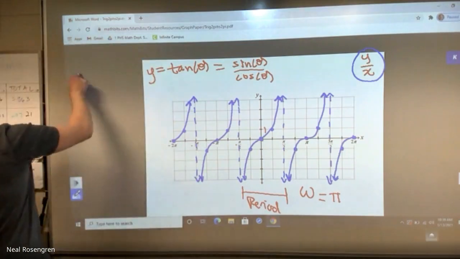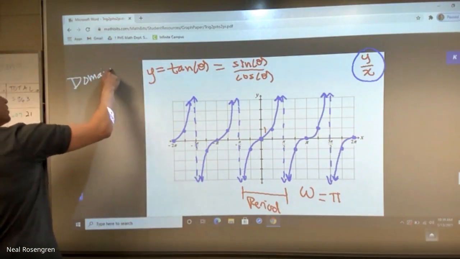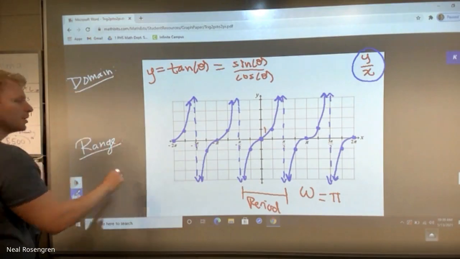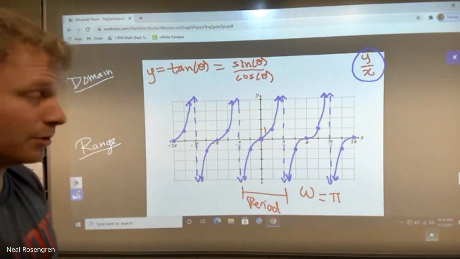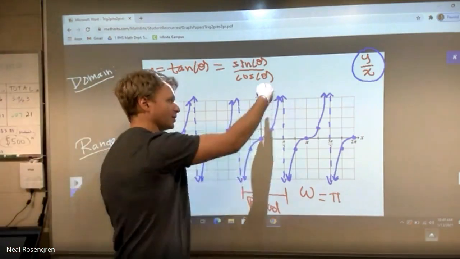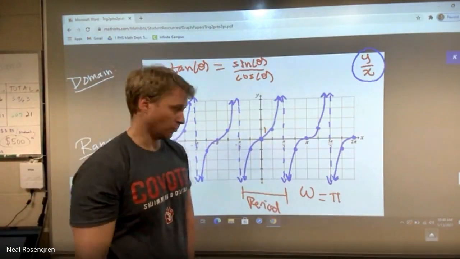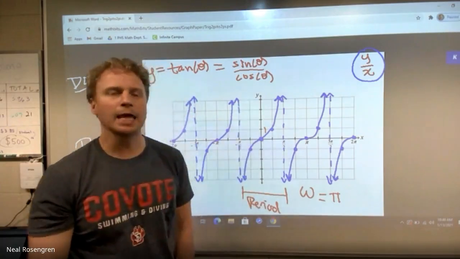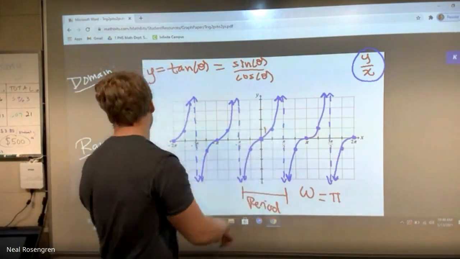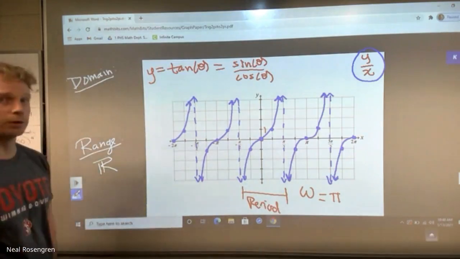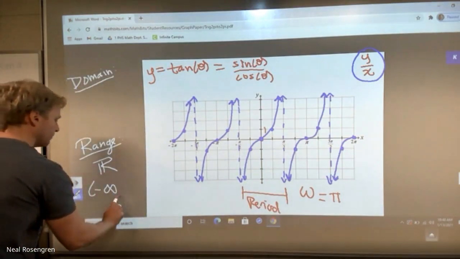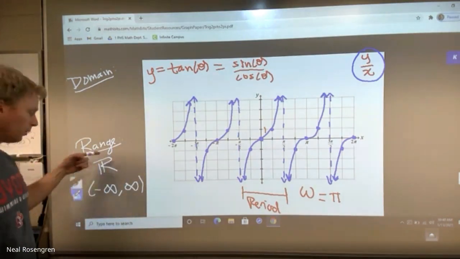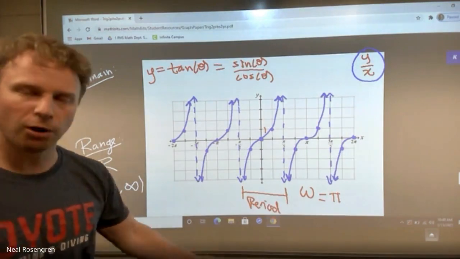When we talk about the domain and range for a graph like tangent, domain's a little trickier to write down, so I'm going to save that for after. I'm going to do range first. Y values that we see show up, all of them, right? This goes down forever. As I approach this vertical asymptote, any negative number you want is going to show up. Same thing on the positive side. So my range for this function is all real numbers, from negative infinity to infinity. All of them are going to show up, okay?